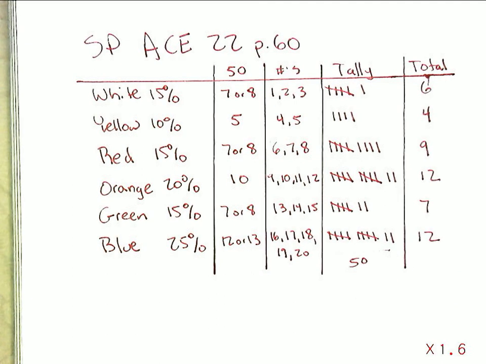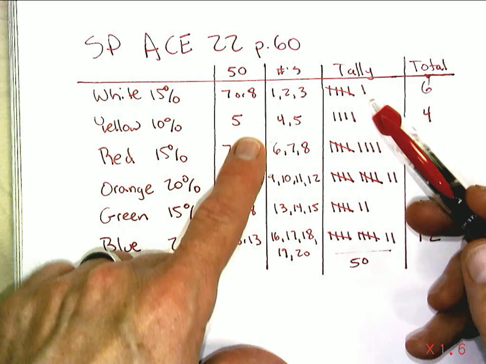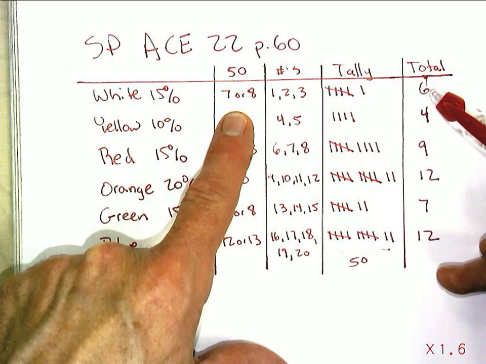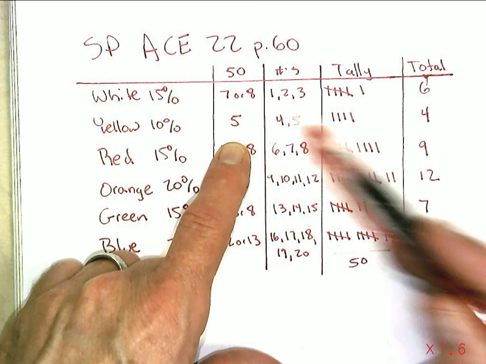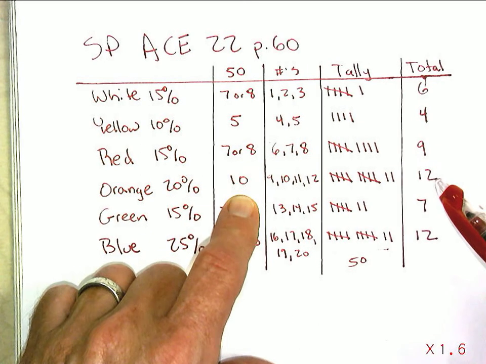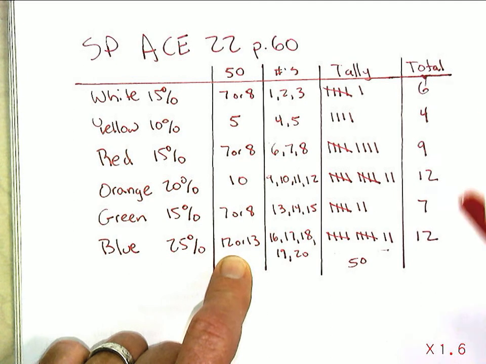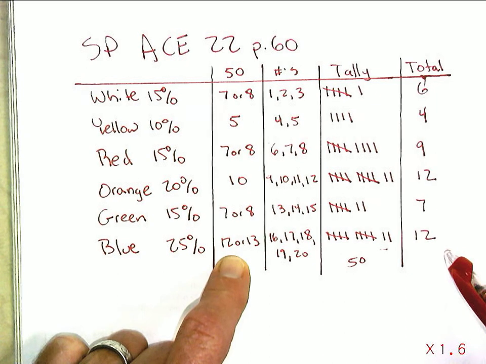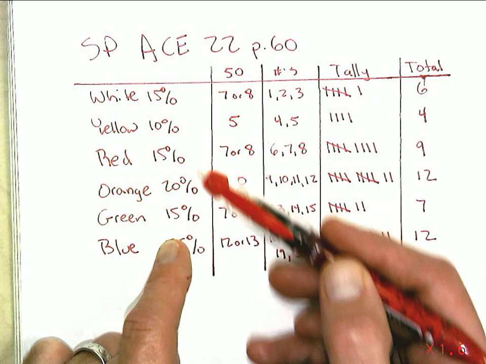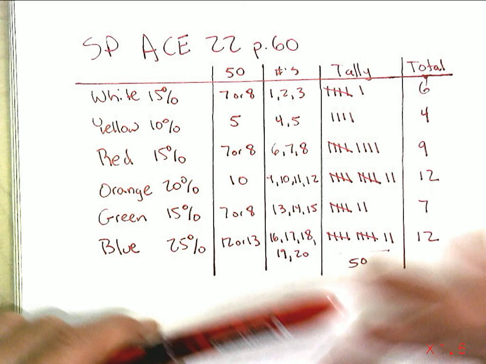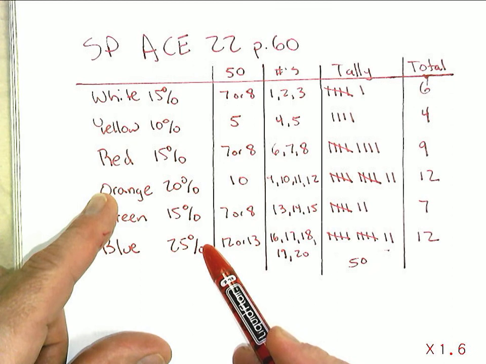In other words, I simulated what if I were pulling these out of the box, and how many of each color would I get. My numbers came out 6, which is a little below that one, 4, a little below that one, 9, a little above, 12, a little high, 7 right at the bottom end, and 12 right at the bottom. So my simulation confirmed what I know based on the percents in the box. If I randomly reach in there and grab them, I should get about these percentages out of the box.